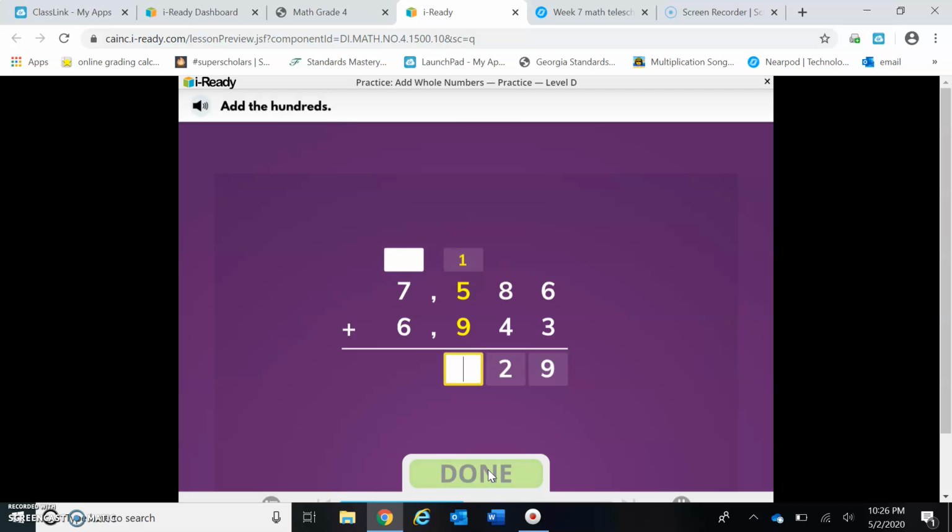Now it's time for me to start adding in the hundreds place. Can't forget to add that 1 that I regrouped. 1 plus 5 is 6. 6 plus 9 is 15. So I'm going to type in my 5. And I have to regroup my 1 over in the thousands place. Now I'm going to submit.